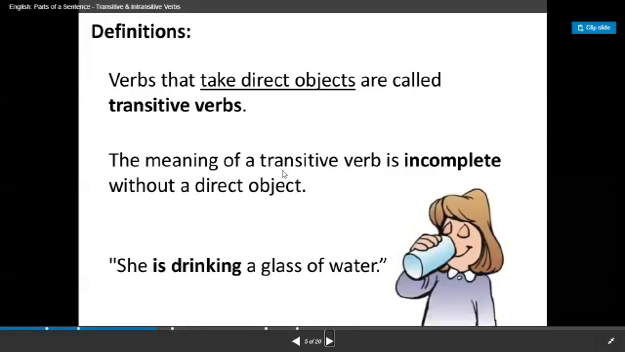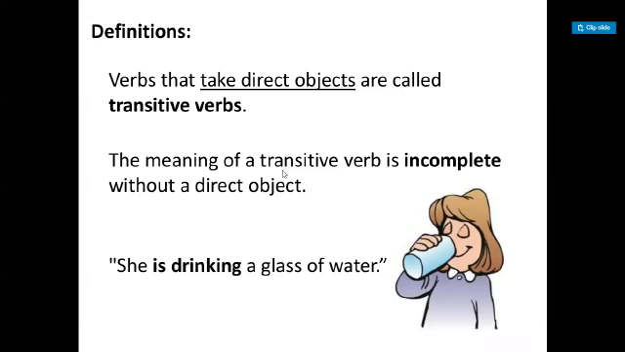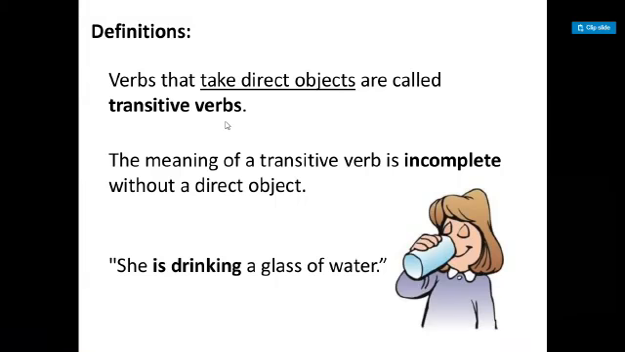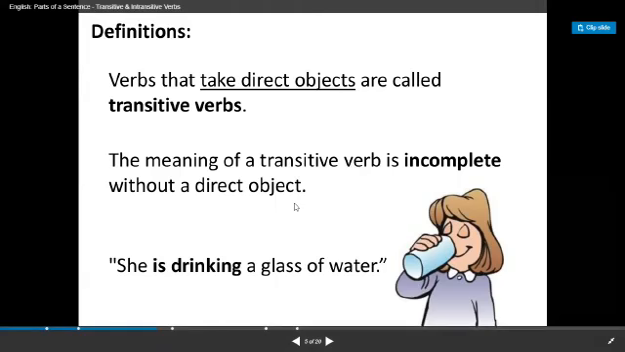Now let's go to the definition. I have already given you an idea about transitive and intransitive, so let's get to the definition right now. Verbs that take direct objects are called transitive verbs. All those verbs which take a direct object are known as transitive verbs. The meaning of a transitive verb is incomplete without a direct object.